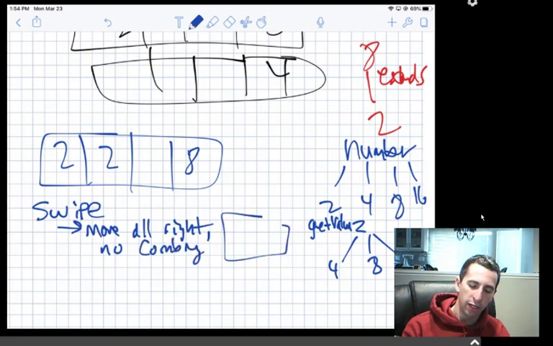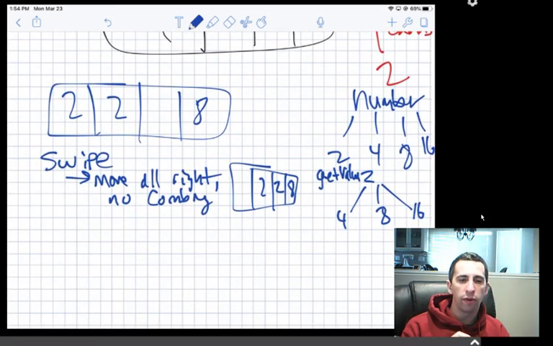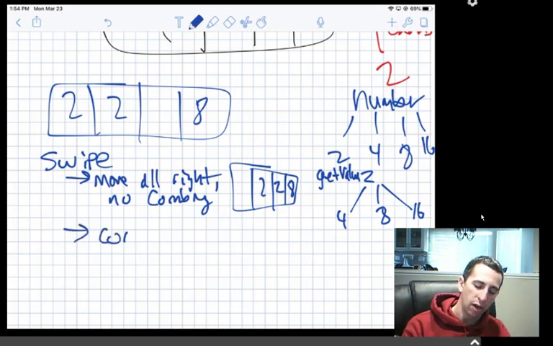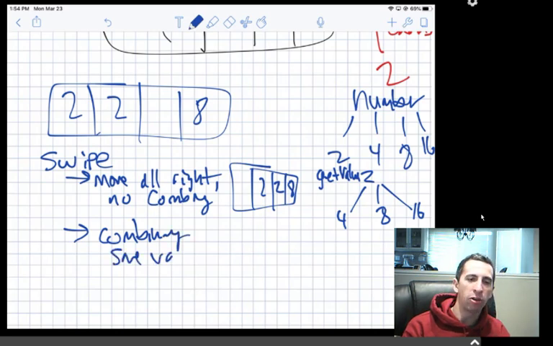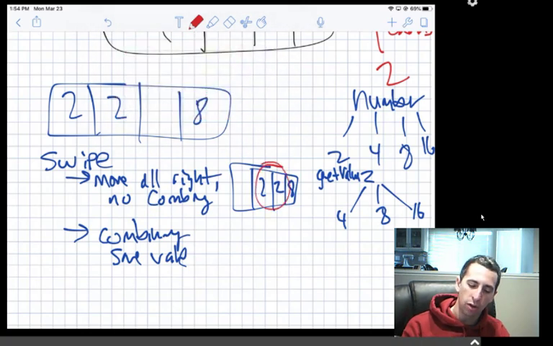So shift everything over so it's like 2, 2, 8. So that's your first step. And then after you move everything to the right, the next thing you'd want to do is the combining. So look to see which ones have the exact same value. So if you have the 2 and the 2, say, okay, I'm going to combine those into a 4.